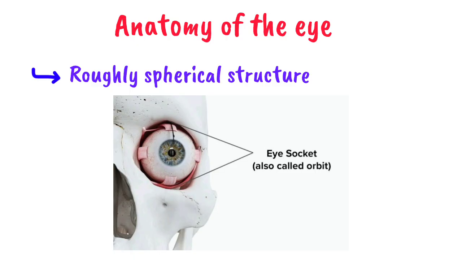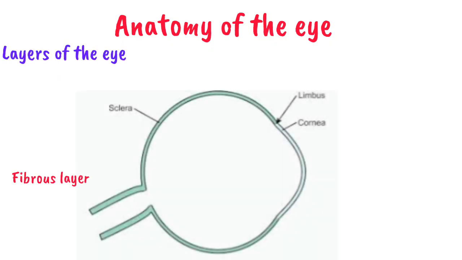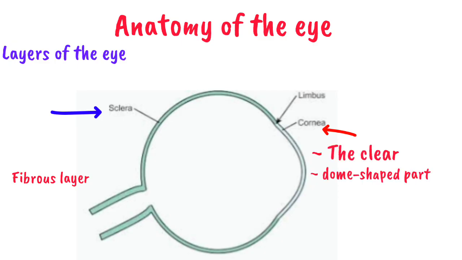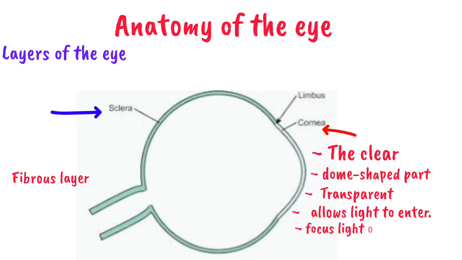We can divide the anatomy of the eye into three main layers, from the outermost to the innermost. Firstly, we have the fibrous layer, which is the outermost layer of the eye. It is also the protective layer of the eye. This includes two major structures, the cornea and the sclera. The cornea is the clear, dome-shaped part at the front of the eye. It is transparent and allows light to enter. The cornea also helps focus light onto the retina.